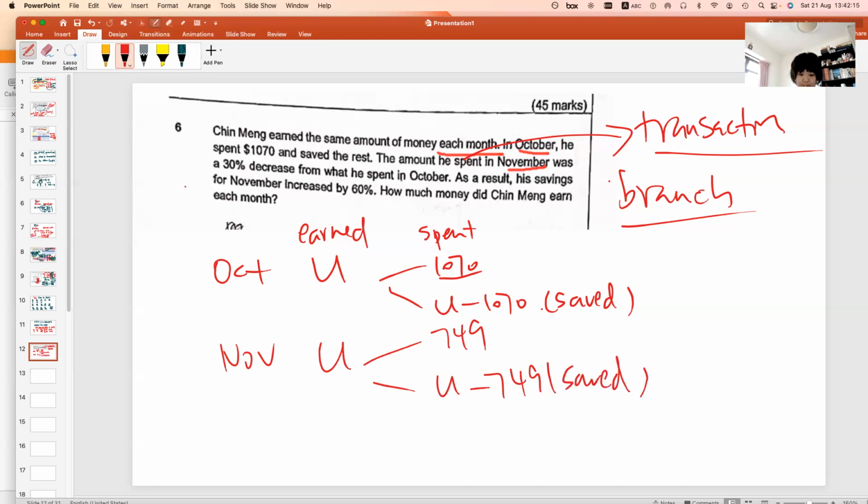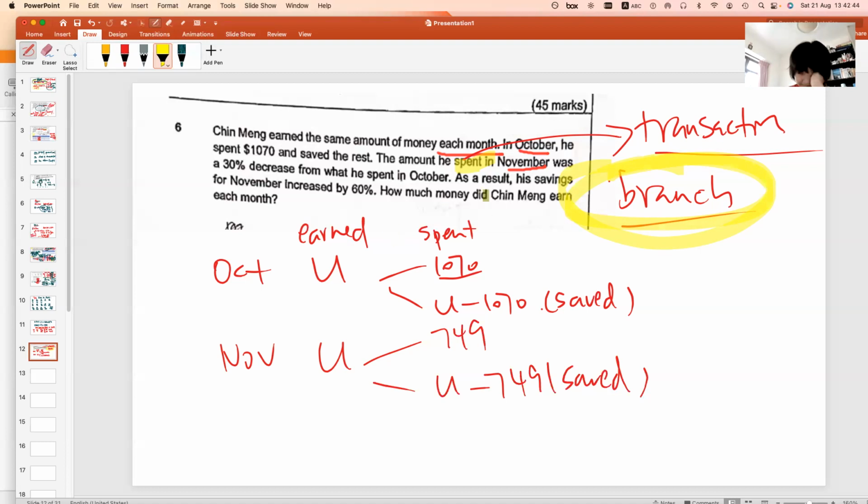Okay. By the way, do you know why I use the branch method? Why? You can use it. No, because of the word spend. Spend means transaction, give away. Use transaction. So transaction, branch. Of course, you can use it, but which word tells that I can use it?